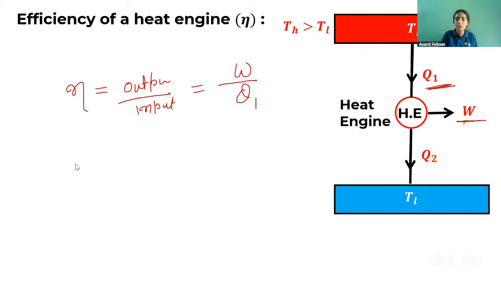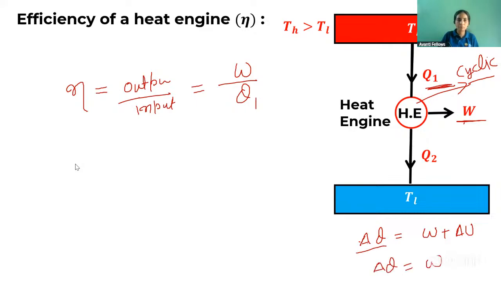And here, since this process is cyclic, आपने पढ़ा होगा, this process used to be what? Cyclic. So if this process is cyclic, and if you apply first law of thermodynamics, delta Q is equal to what? Work done plus delta U. In cyclic process, change in internal energy is 0. So delta Q is equal to W.